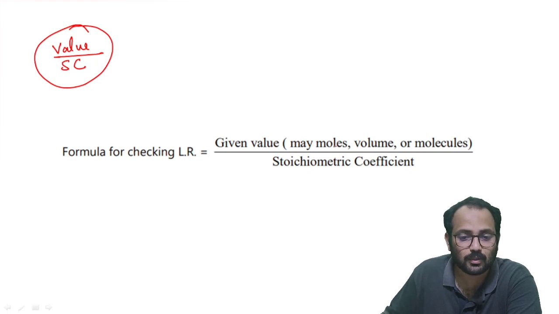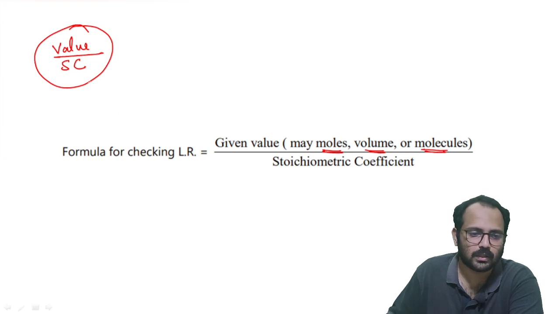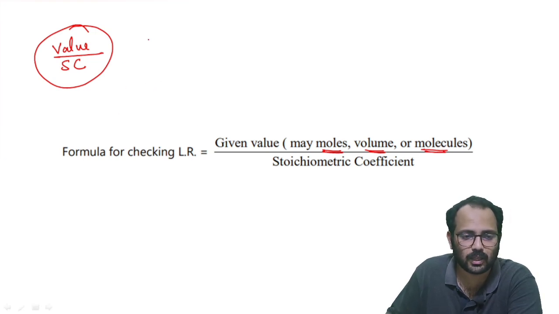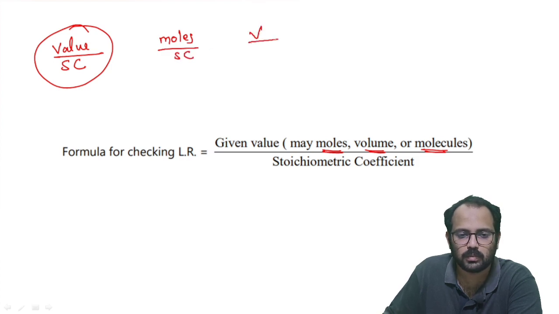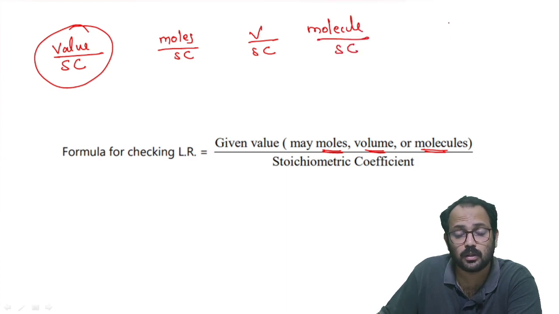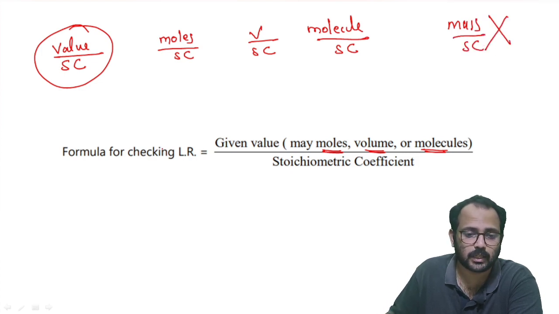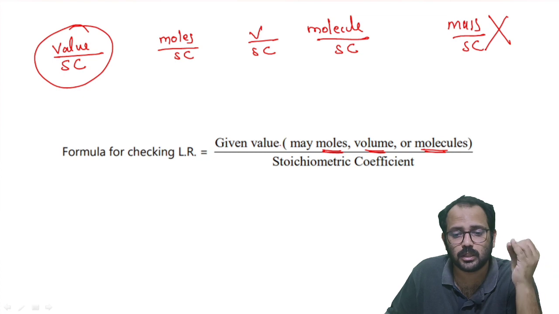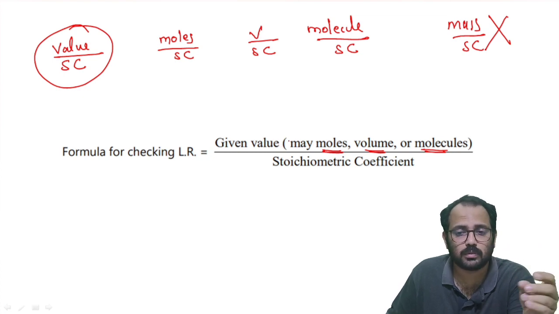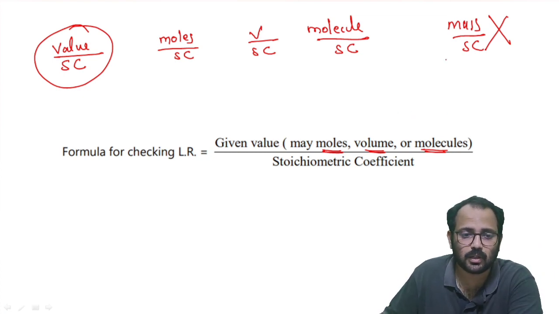Look at that. This given value may be moles or volume or molecules. We can divide moles by the stoichiometric coefficient. We can do volume by the stoichiometric coefficient. We can have molecules by the stoichiometric coefficient. But not mass by the stoichiometric coefficient. This cannot be done. Listen carefully. Given value means it should be moles, molecules, or volume, not mass. If mass is given, you have to convert that into moles and then do that.